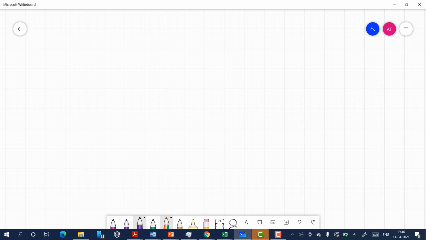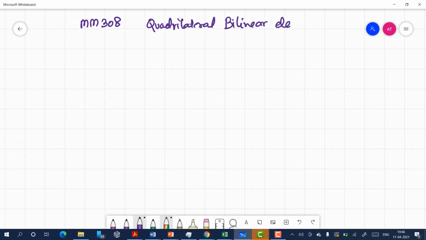Okay, so in this lecture we will try to learn the bilinear elements. Okay, so let us look at these elements. And so let me draw the element first.